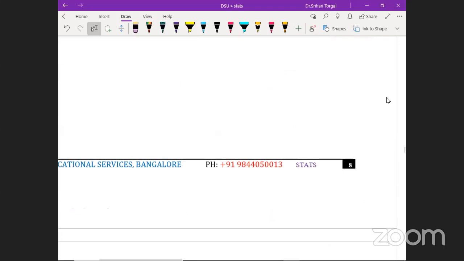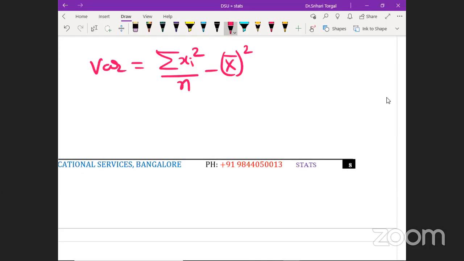I'll explain once again. Variance formula is sigma xi square by n minus x bar square, or sigma xi minus x bar whole square by n.